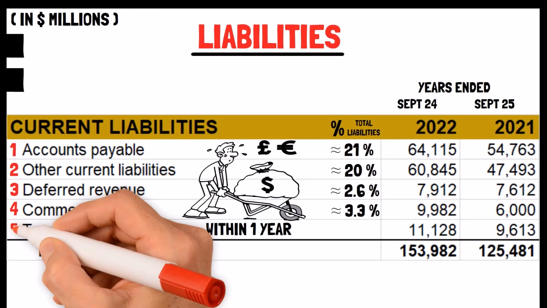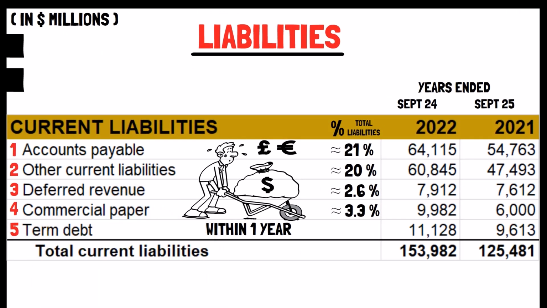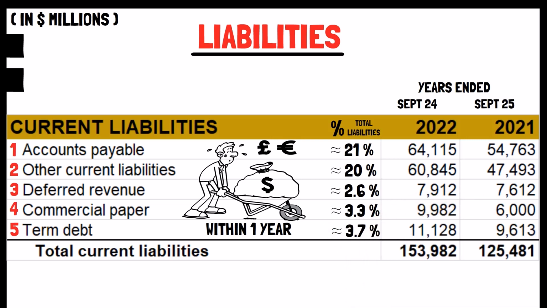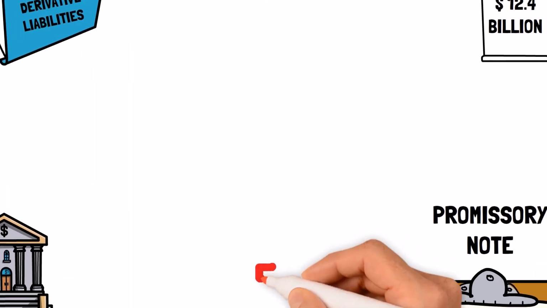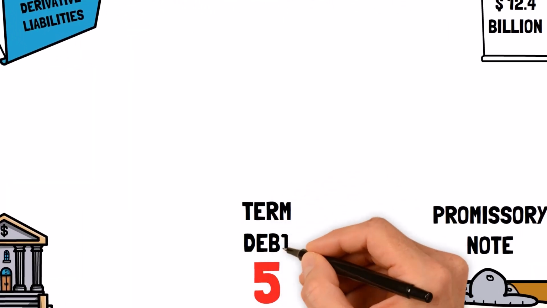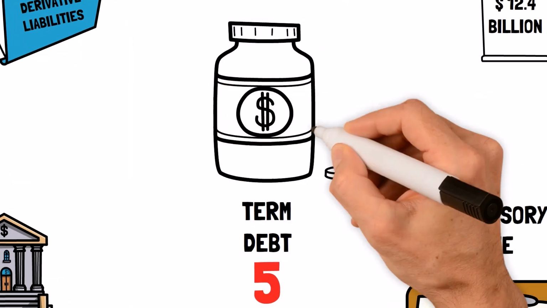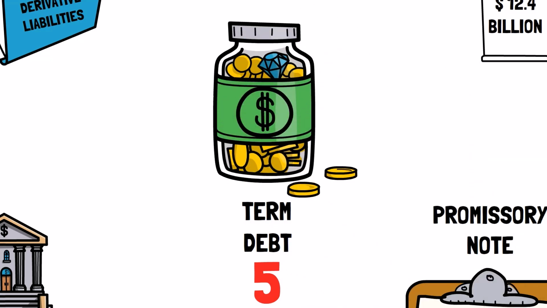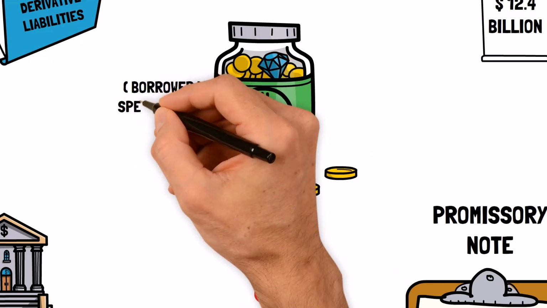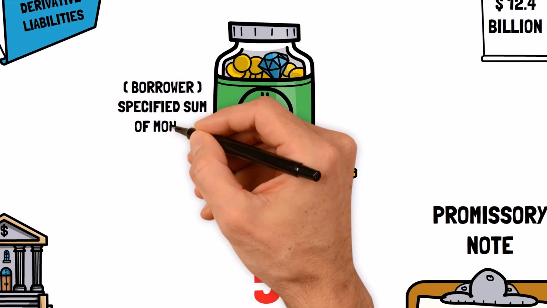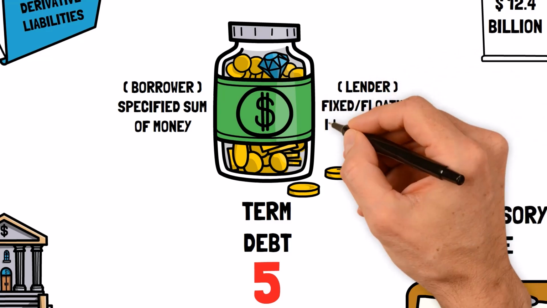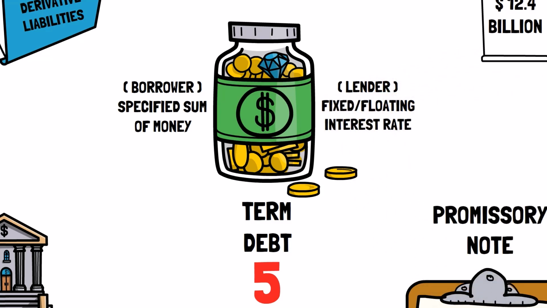The last row in the current liabilities, term debt, makes up for just about 3.7% of Apple's total liabilities. The term debt represents an amount of borrowed capital the business has chosen to obtain. Term debt is composed of the borrower, which receives a specified sum of money, and the lender, who receives a fixed or floating interest rate for lending that amount.